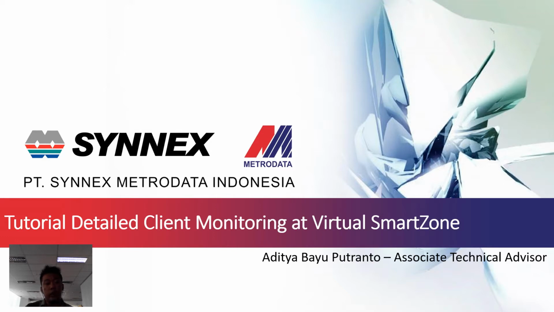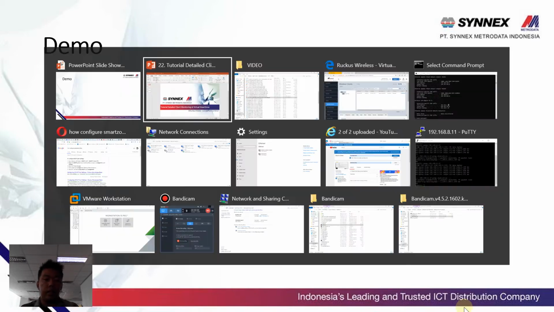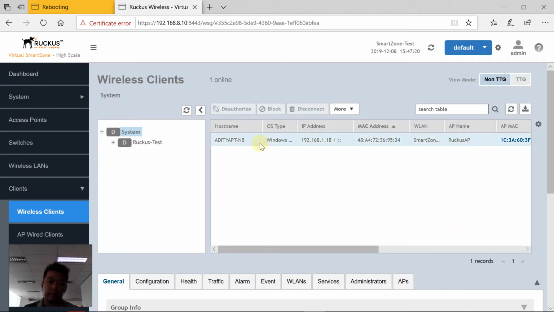And today, we will learn about the detailed client monitoring at Virtual Smart Zone. Before, we already monitored clients at Virtual Smart Zone, and today we will learn how to monitor in detail. The prerequisite for this activity is that the access point must already broadcast the SSID and the user must already be connected to the SSID. Let's go to the controller.